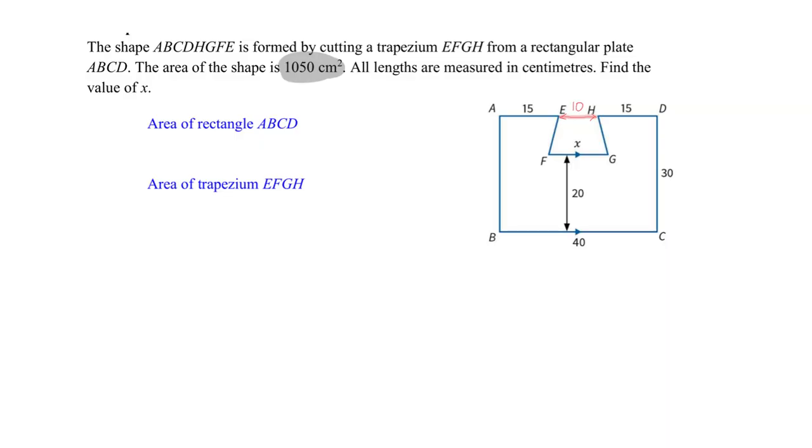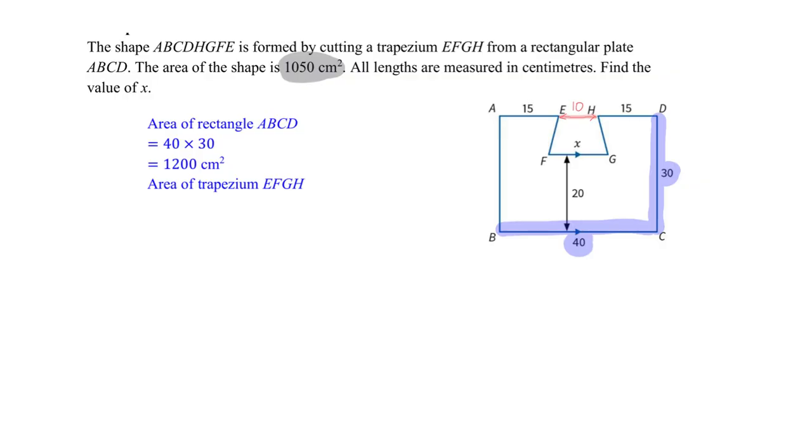And the area of the rectangle ABCD is length times breadth. Okay, so therefore you will see this, 40 times 30, 1200 cm square. I will need to minus away the area of the trapezium.